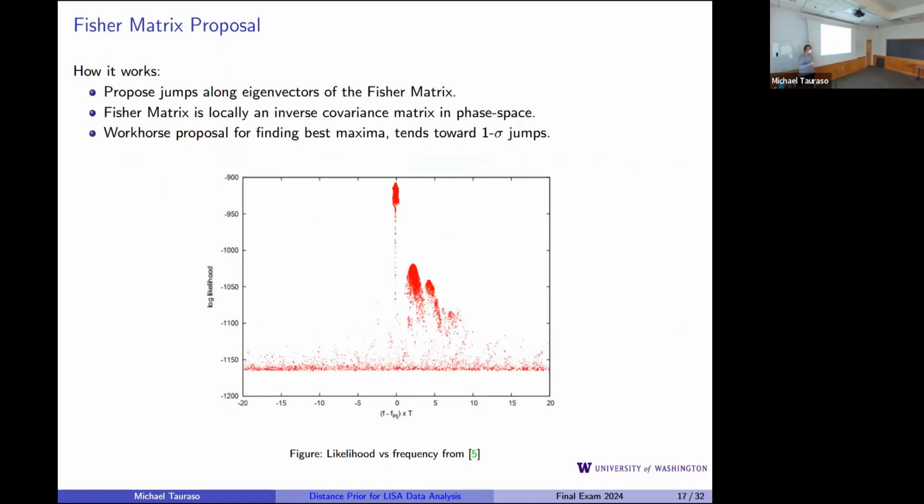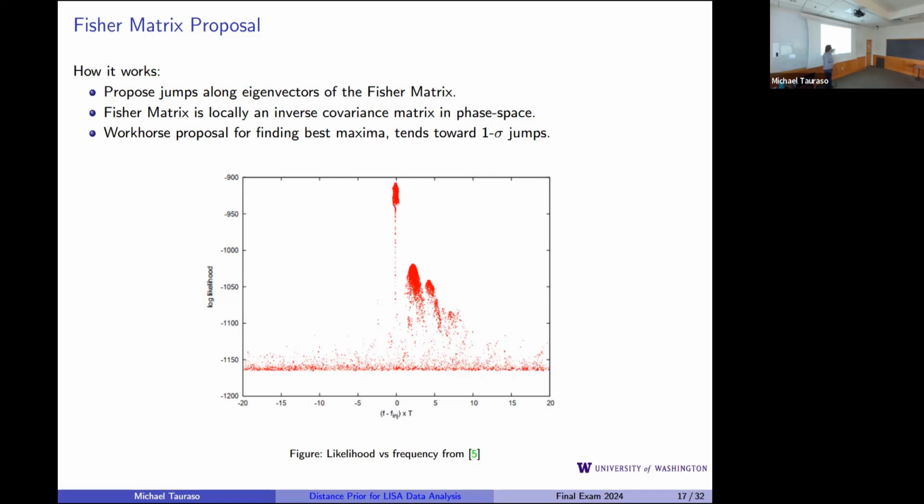So moving on to the Fisher matrix proposal. How it works is it proposes jumps along eigenvectors of the Fisher matrix. Locally, the Fisher matrix is an inverse covariance matrix in phase space. It's an approximation of it. And the way the proposal is tuned, you end up with jumps that are essentially 1 sigma, assuming your likelihood surface is Gaussian. And there are some good reasons to assume that your likelihood surface near the maxima is somewhat Gaussian.